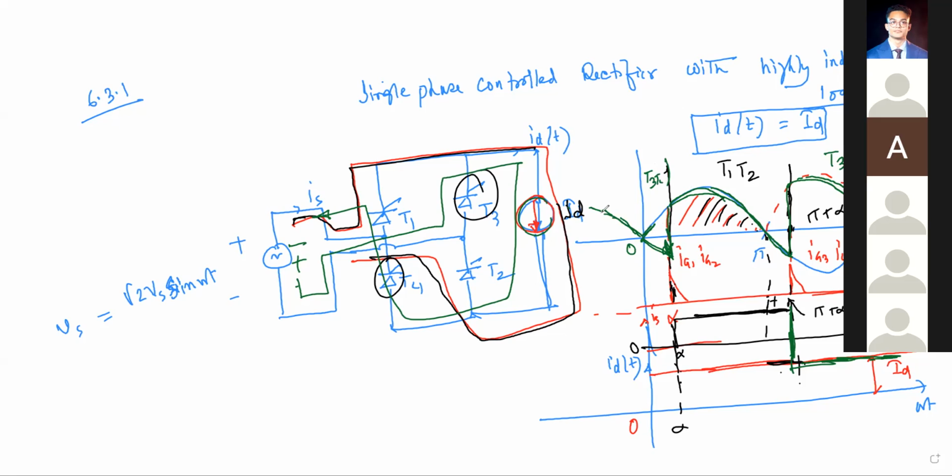So you got my point. So now here, this is the time period 0 to alpha, T3 and T4, alpha to pi plus alpha, then T1 and T2, then pi plus alpha to twice pi plus alpha. This is twice pi plus alpha. So this period will be your T3 and T4. This is again T1 and T2. You got my point or not?